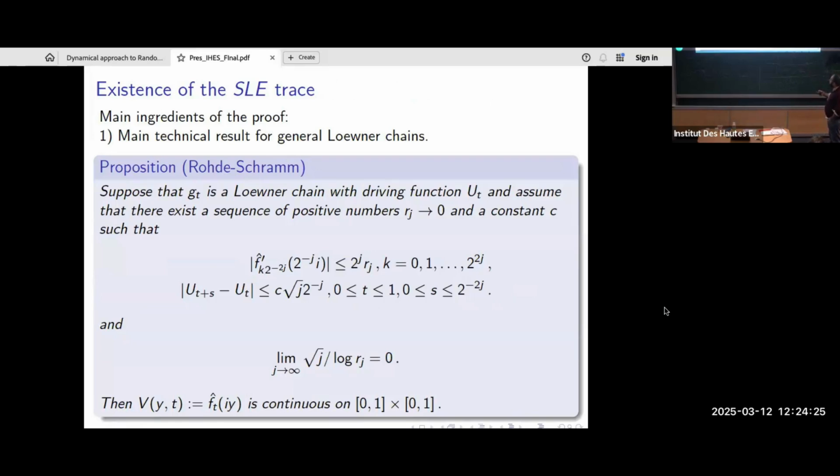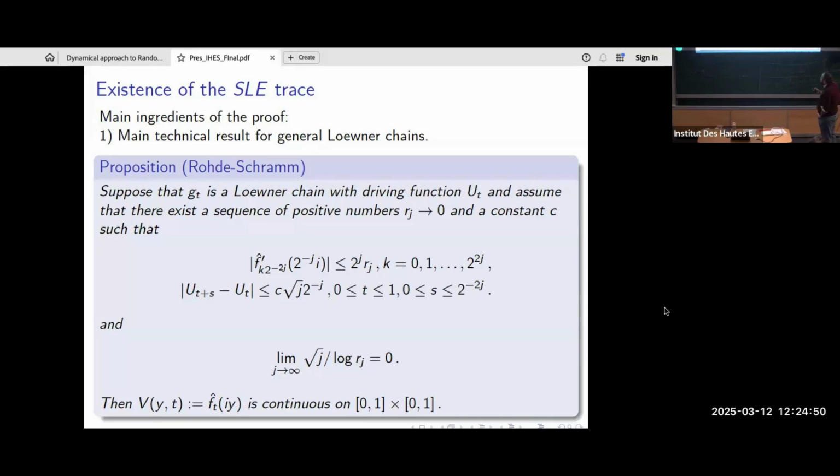The second one is you need some control on the driver. If you have this control on the driver, you can push through the estimates. As you can recognize here, this has to do with the regularity of the driver. We know that the standard one-dimensional Brownian motion is weakly one-half Hölder, so it is one-half minus epsilon Hölder. So we have this type of control.